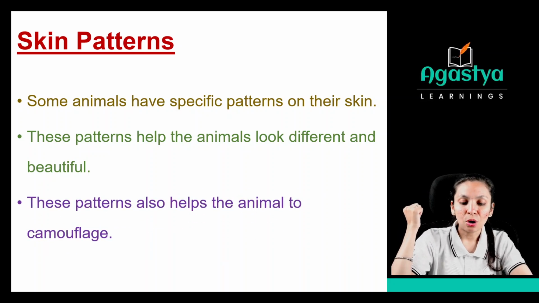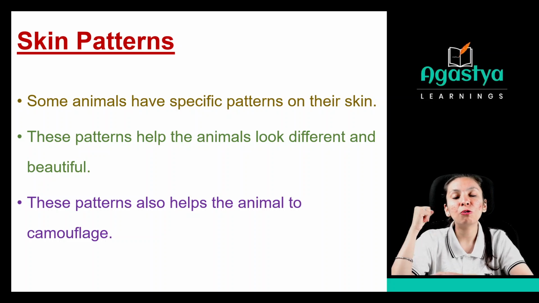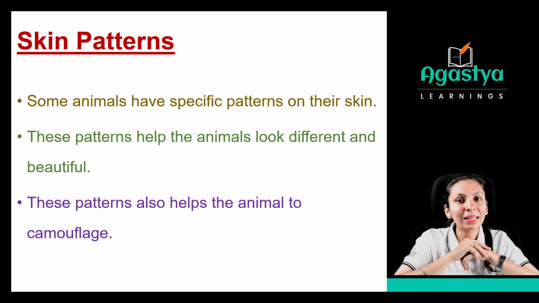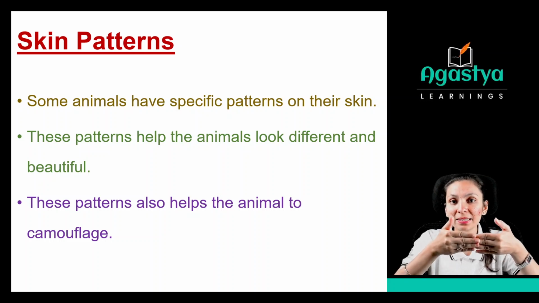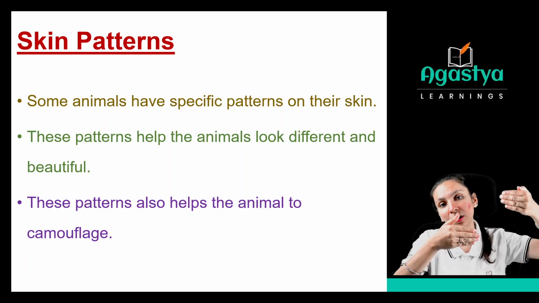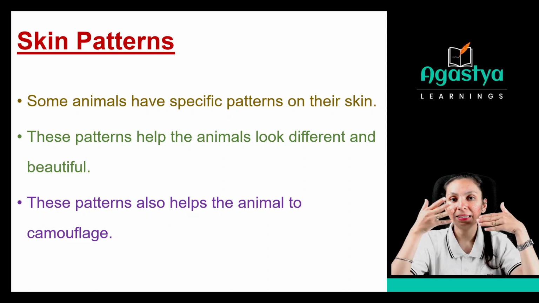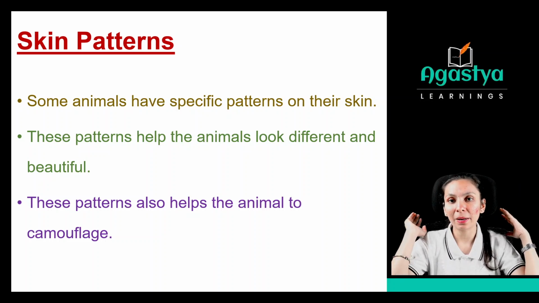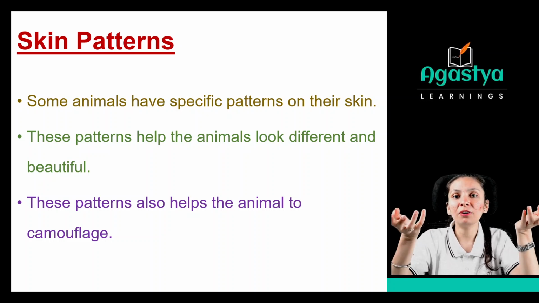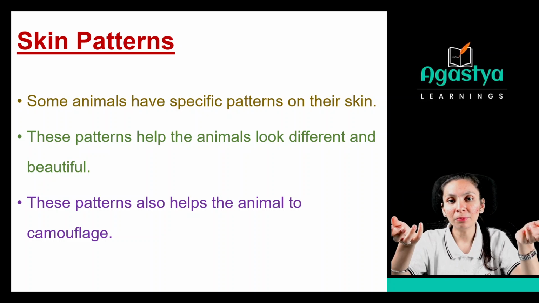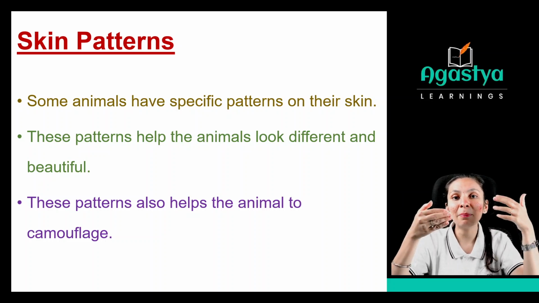These patterns also help the animal to camouflage. What do you mean by camouflage? Do you know anything about camouflage? Yes. See, camouflage is known as the blending of color, when their body surface blends with the background. As you know, if my skin color is black and the background is black, then you will not be able to see me. Why? Because you cannot differentiate black from black, no? So that's why I am doing the camouflage.